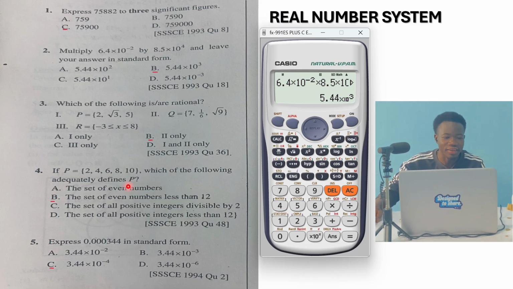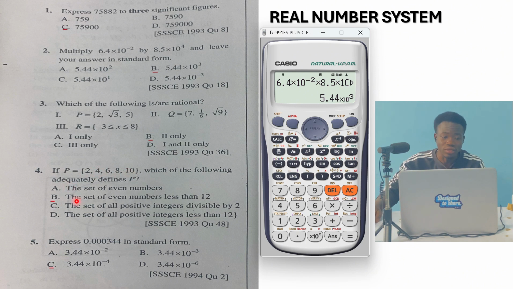So A says that the set of even numbers, it is partly true, but not all even numbers, because it does not include 12, 14. When we talk about the even numbers, it starts from 2 up to infinity: 2, 4, 6, 8, 10, 12, up to infinity. This set is limited, it is up to 10, so A is nullified.